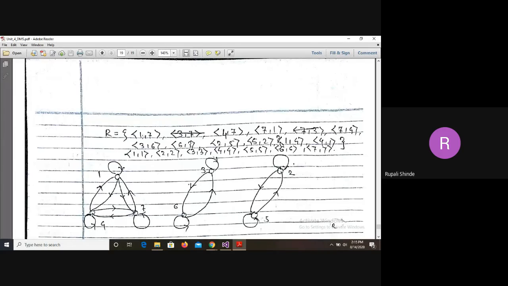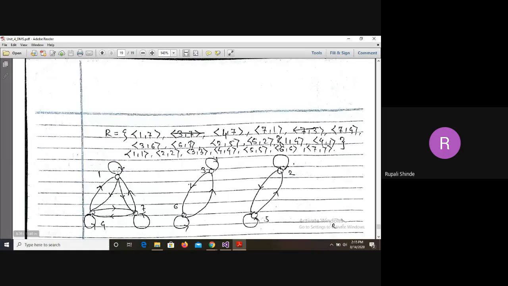Okay. So the first ordered pair is 1 comma 7. So we can draw an arc that starts at 1 and ends at 7. Now the next one is 4 comma 7, so it starts at 4 and ends at 7. Again there is another ordered pair, 7 comma 4, the reverse ordered pair, so a reverse arc is given here. Likewise 7 comma 1 is there, so a reverse arc is there. Again there are ordered pairs 4 comma 1 and 1 comma 4, so we have represented them by 2 arcs.